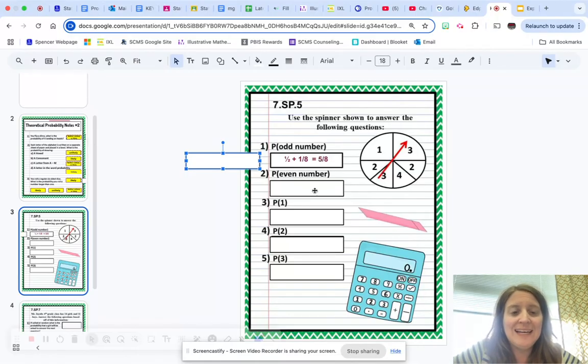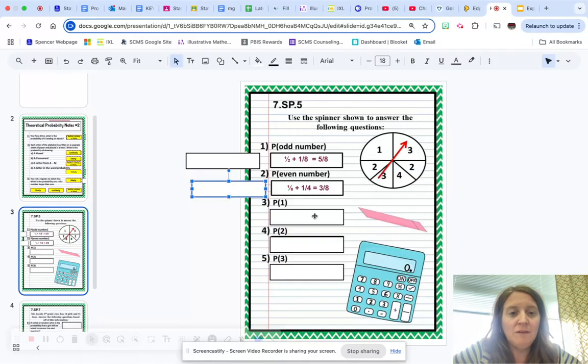The probability of getting an even number, it'd be the opposite. So if it's the opposite of 5/8 to get to 1 whole would be 3/8. But another way we could do that is look at our even numbers. We've got 1/8, and then over here we've got 1/8, 2/8. And then we got 1/8, so 1, 2, 3/8.